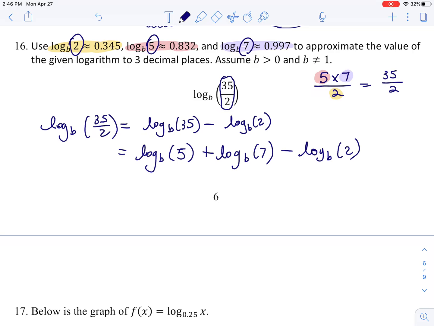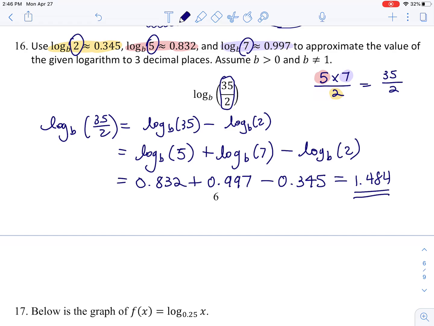Now we got everything. Now let's go ahead and write down the decimals they gave us. Log base b of 5 was 0.832. Log base b of 7 is 0.997. And subtract the last one, log base b of 2. They gave that to us as 0.345. So add them and subtract. 0.832 plus 0.997 minus 0.345. And that comes out to be 1.484.